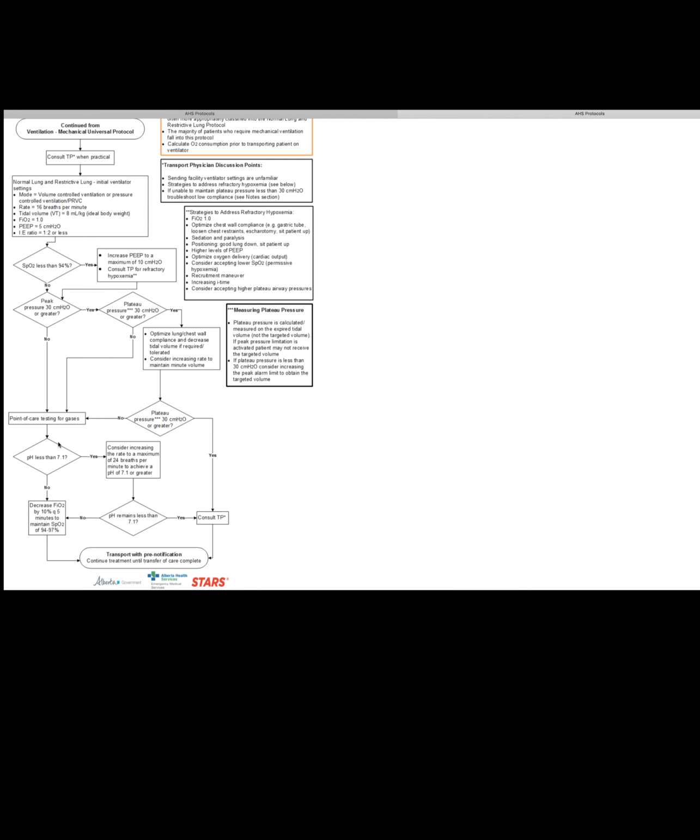Finally, in this COVID population, I doubt we're going to have the luxury of decreasing the FiO2 if the SATs are above 97%, but there's still a possibility of that. Hyperoxia is thought to be a bad thing. Do you have anything to add in regards to hyperoxia, Gavin? No, I think it's well accepted now that it is harmful to patients, and you'll see that 94 to 97% range throughout many of the CCMCP protocols. Awesome. So the program leads you down to transport with pre-notification.